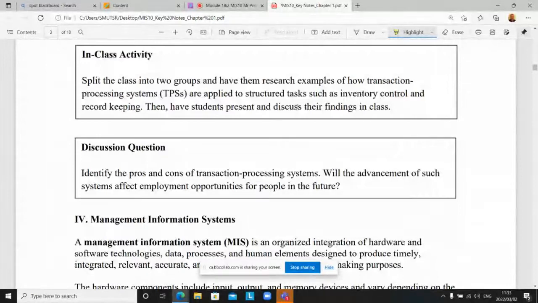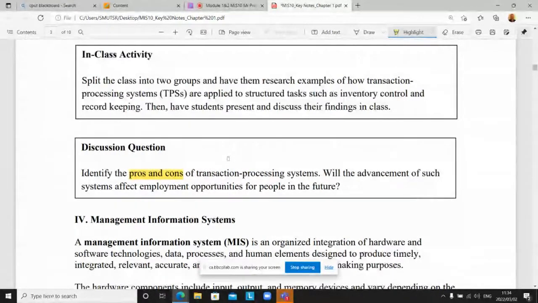Structured task, inventory control. You can just have a think about that. There's nothing particularly important there. I have explained it already. Discussion question. Pros and cons of transaction systems, TPSs. I'm going to highlight here pros and cons because it's something you would want to discuss.